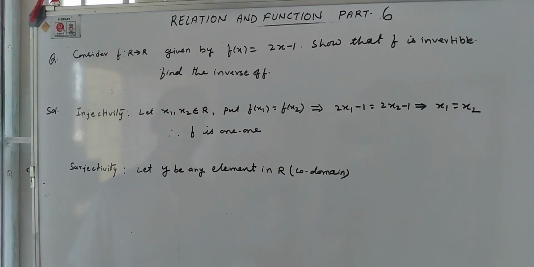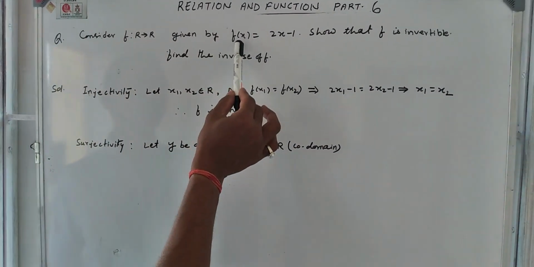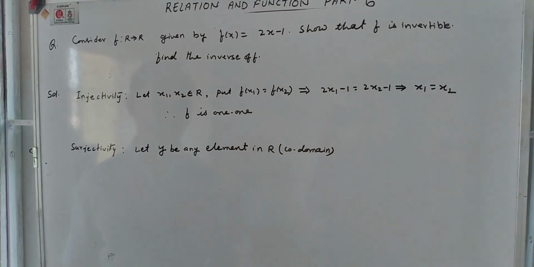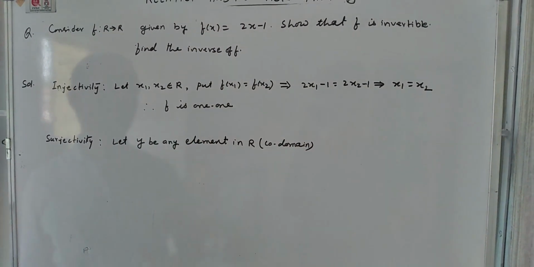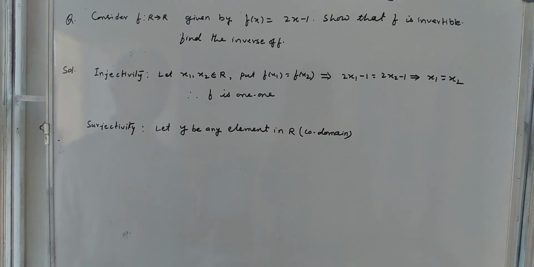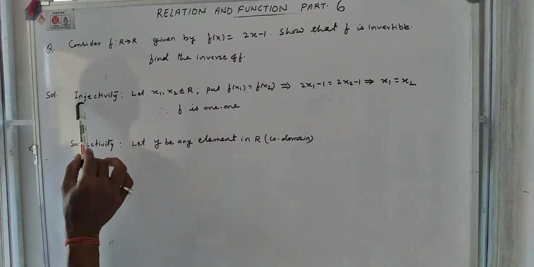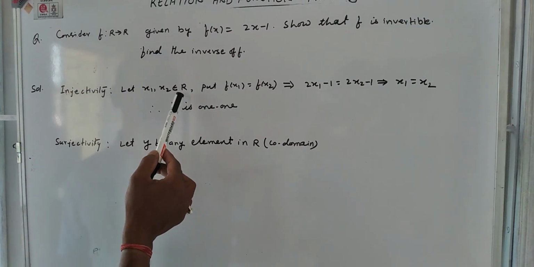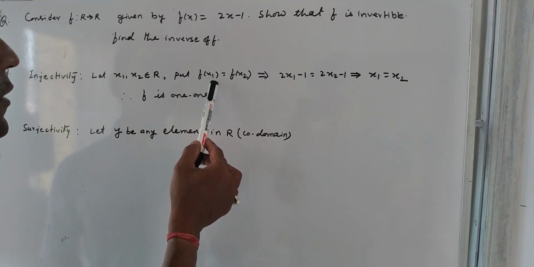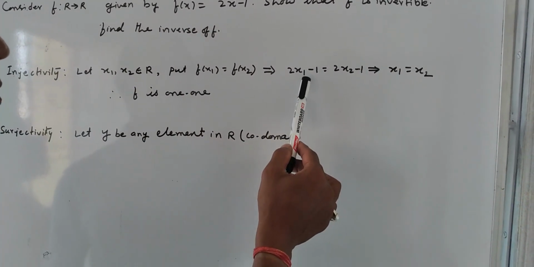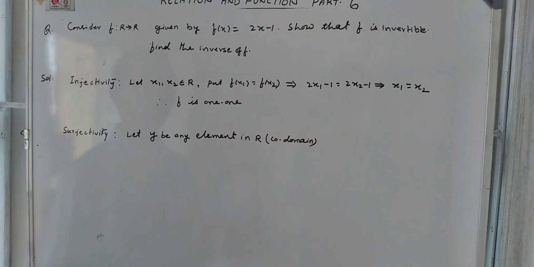Now consider one question which is based on the inverse of a function. The question is: a function is given, show that f is invertible and find the inverse of f. First we show it is invertible. For invertible it should be one-one and onto. So first injectivity, that is one-one. As usual we take two elements in R and put f(x1) equals f(x2). This implies that x1 equals x2. This shows that f is one-one.